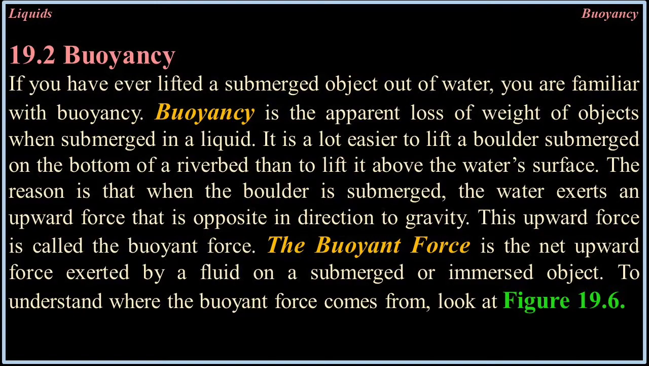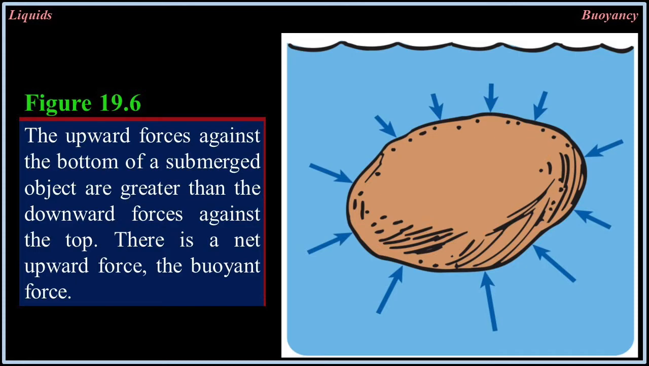To understand where the buoyant force comes from, look at figure 19.6. Figure 19.6. The upward forces against the bottom of a submerged object are greater than the downward forces against the top. There is a net upward force, the buoyant force.